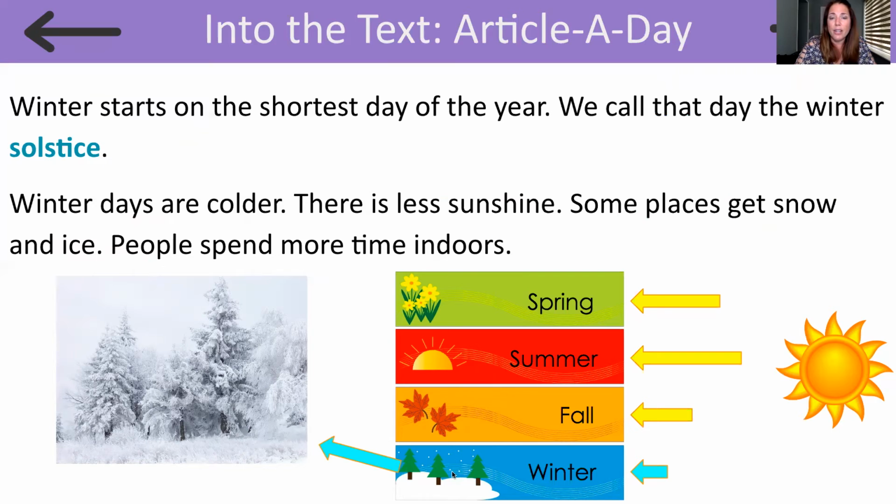So we can see here, we have our 4 seasons: spring, summer, fall, and winter. And we can see that the season of winter might look something like this in this photograph, where it has been snowing. And the shortest arrow is pointing to winter because there is less sunshine during the winter months.